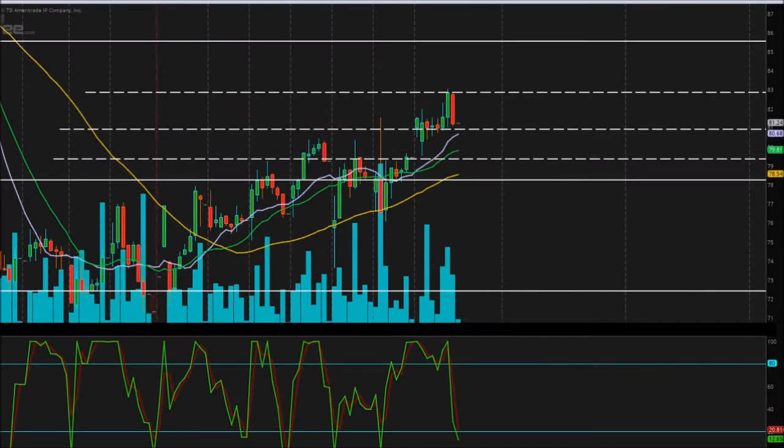Active Investor here, bringing you another independent analysis. This time we're taking a look at ticker symbol TREE. That's Lending Tree Incorporated. The chart we're looking at today is a 1 hour chart.